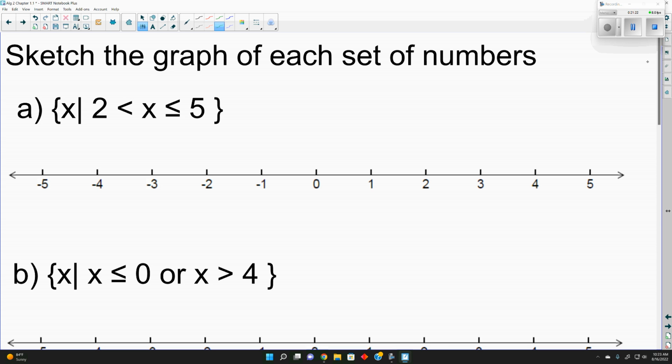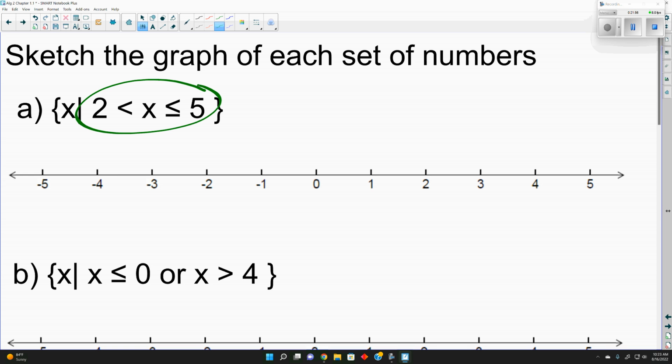So we look at the first one here. We want to sketch this graph, this set builder notation. And if we read the set builder notation, it's saying the set of all real numbers x such that 2 is less than x is less than or equal to 5. What's the only thing we really care about in this whole thing? This here. This is the only real part we care about, because it is the set of all real numbers x, so it's going to be everything between those and might or might not include those.